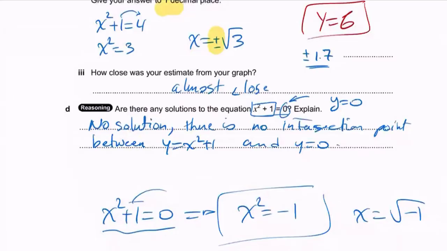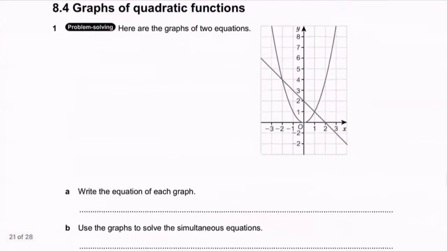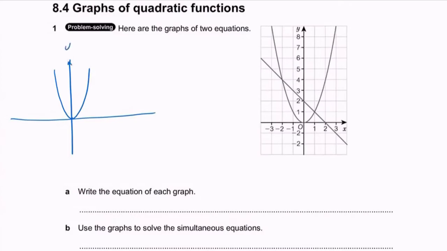Let's continue with the rest of the solution. It says here are the graphs of two equations. Write the equation of each graph. How do we get each graph? If I have a parabola passing through the origin and the y-axis is its line of symmetry, then this graph is y equals ax squared only. There is no x term, no other term, only ax squared.